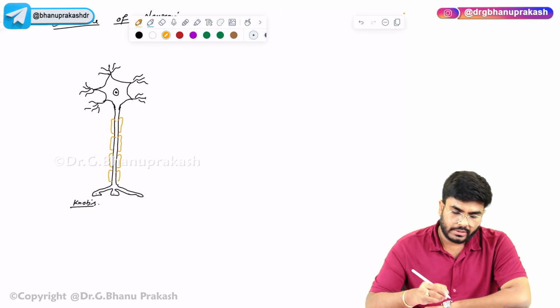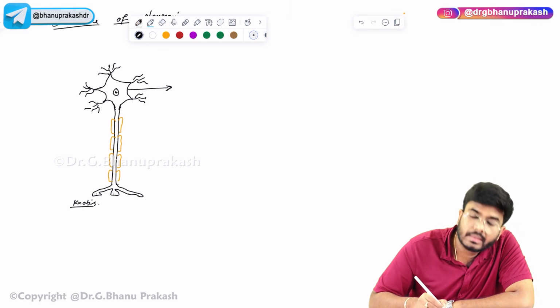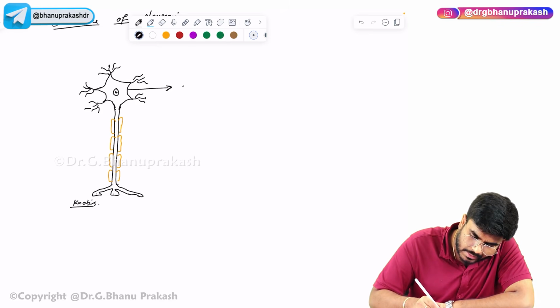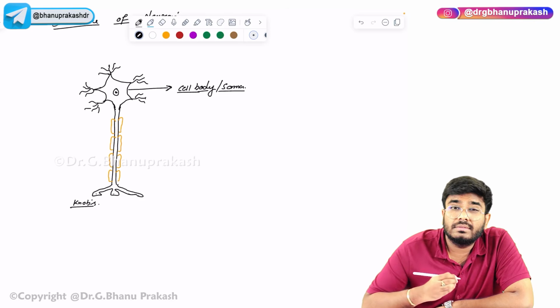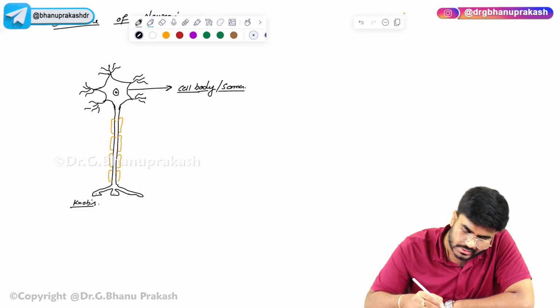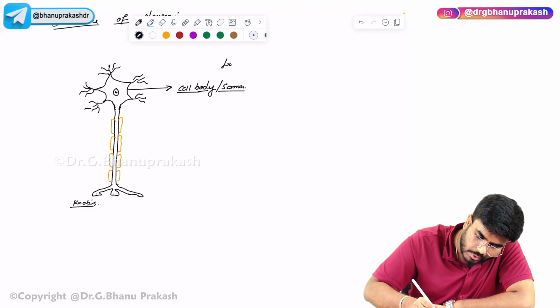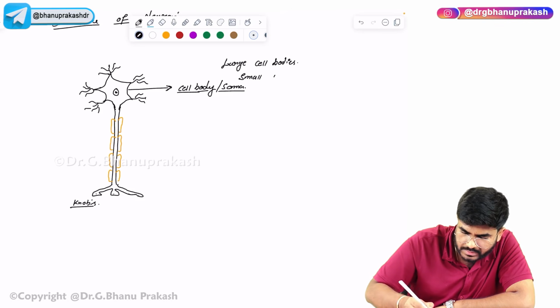Now look carefully. First, let's start from the main central thing, the cell body. The cell body is also called soma or perikaryon. You know it already, they are not the MCQs. The MCQ: which neurons have the big cell bodies? The answer is large cell bodies and small cell bodies.